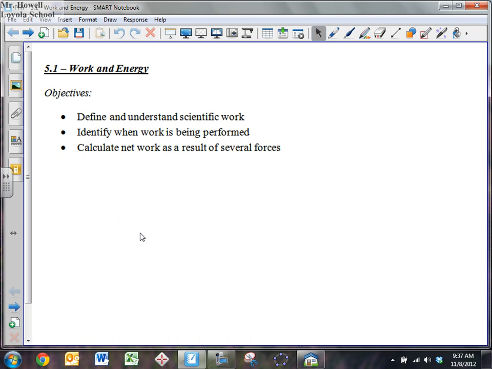To begin, we'll get to section 5.1 today. We're going to begin talking about energy. Specifically, today we're going to talk about work and energy. Now, we'll go into the objectives.